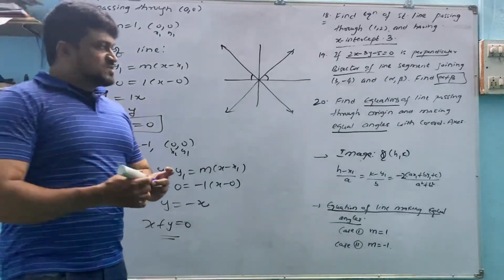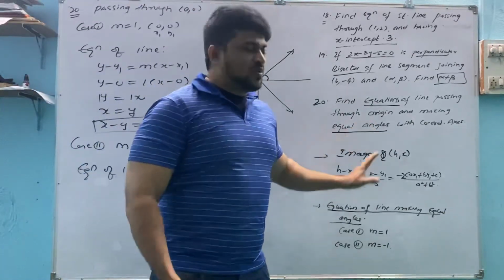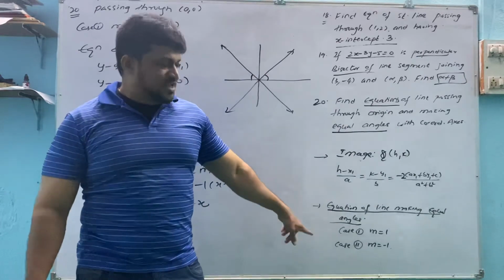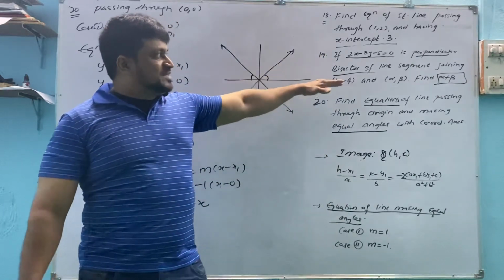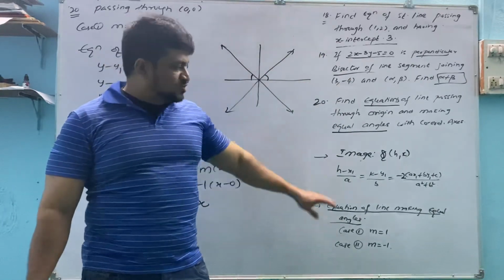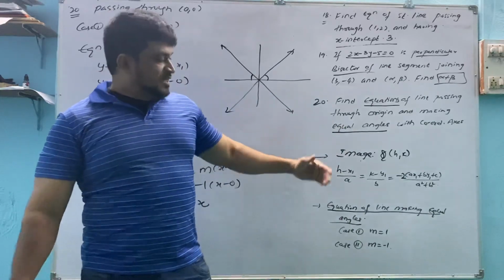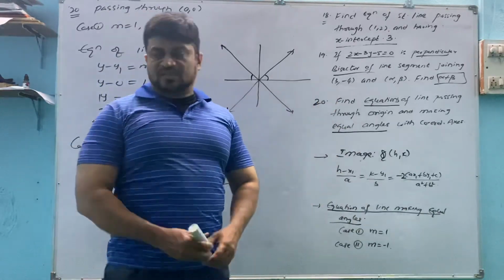So how to remember this one? To find equation of a line making equal angles is given, you have to remember two cases. When perpendicular bisector of a line segment is given, that time you should remember image formula. Image theorem is there, that we'll discuss in the very next class.